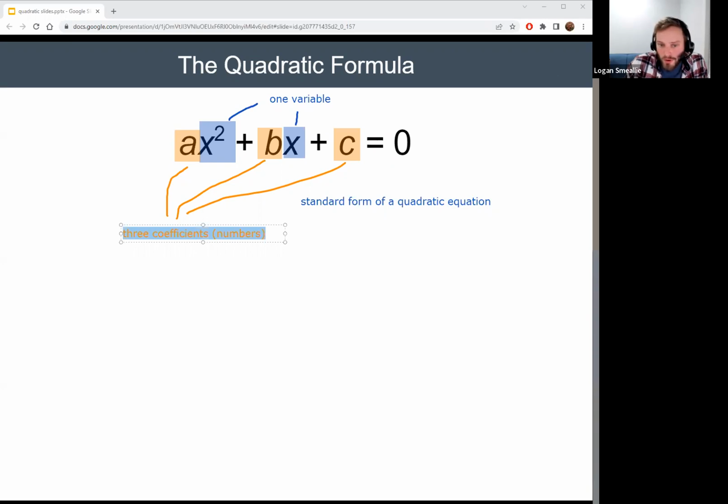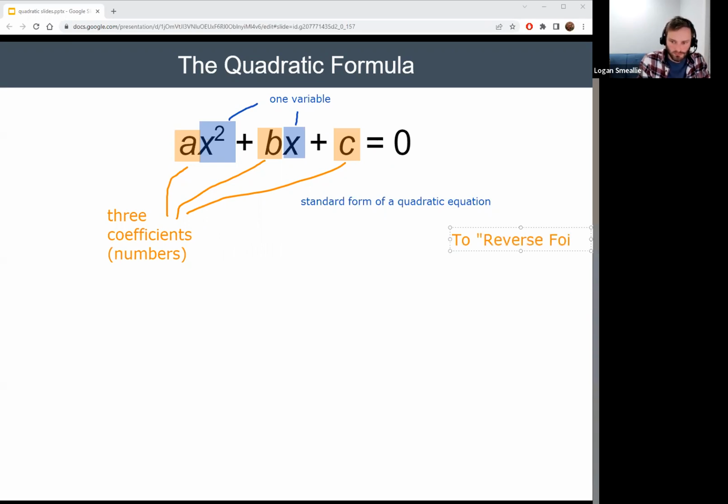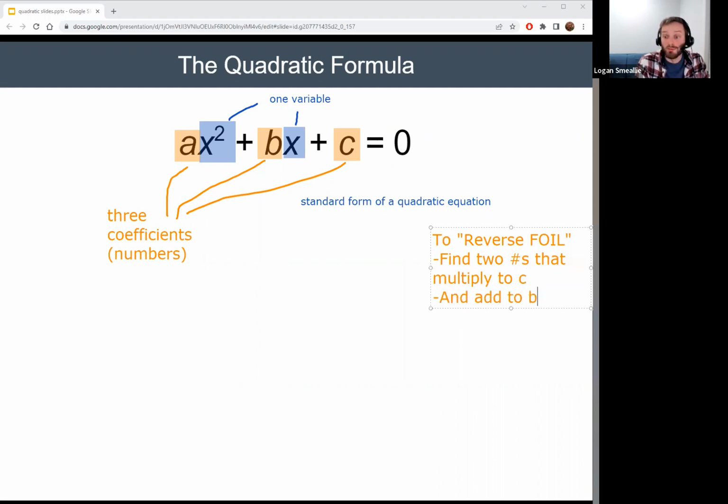And a more precise way of writing what I was writing before, now that we're looking at this in a form with these abstract A, B, and C, is that to reverse foil, find two numbers that multiply to C and add to B. Instead of just saying the last number and the middle number, C will be that last thing getting added or subtracted. B will be the multiplier on X.